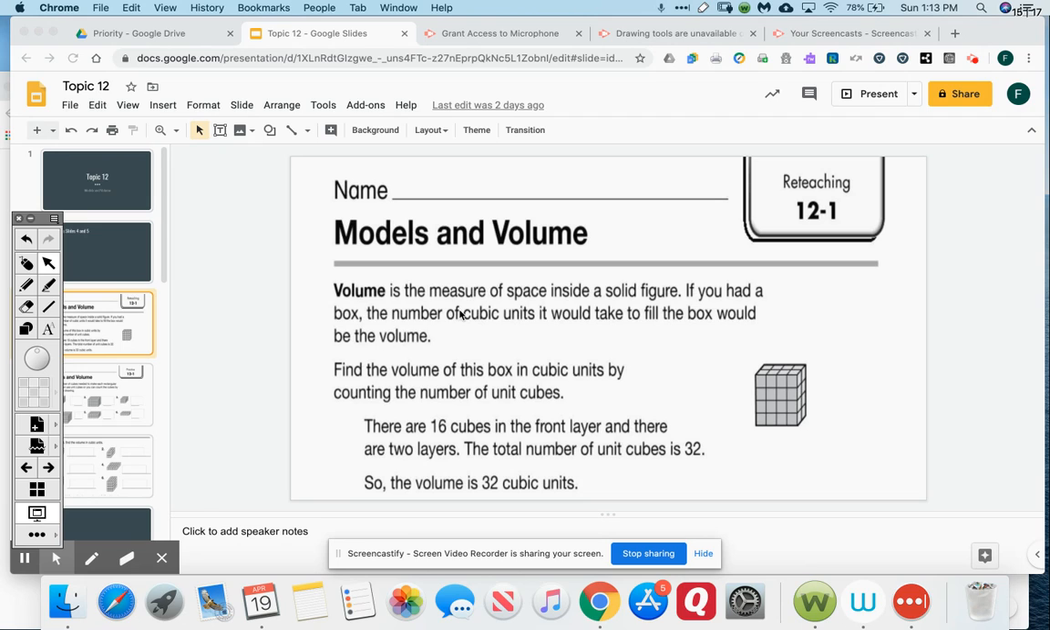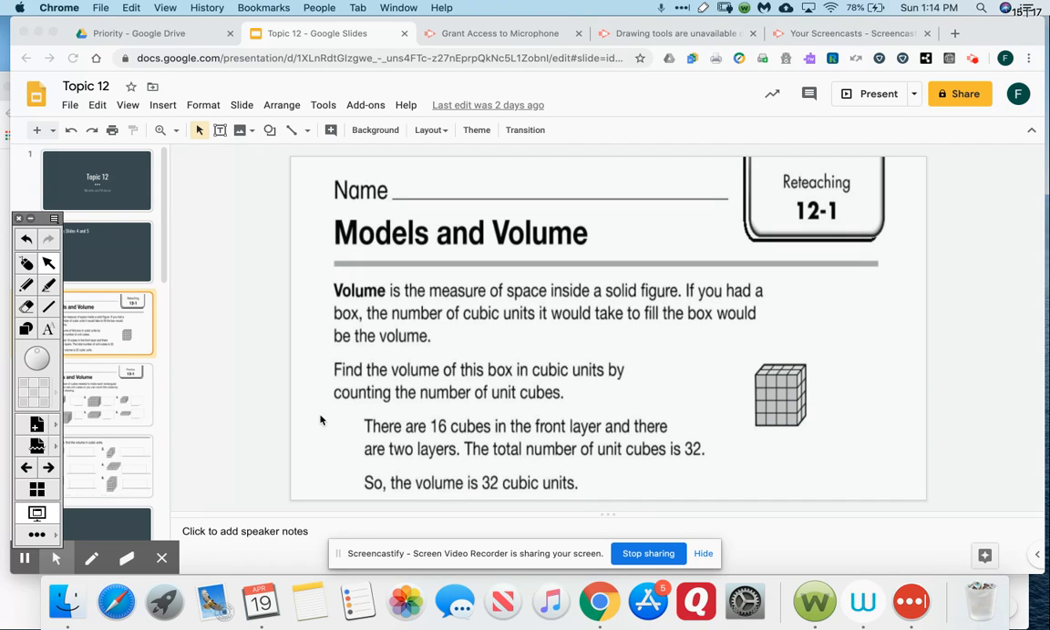And if you had a box, the number of cubic units it would take to fill the box would be the volume. So again, you're thinking about a 3D figure. How many cubic units does it take to fill up that figure? In this example, if you just counted the front section, you could count 1, 2, 3, 4, 8, 12, 16. That's the front layer. And then we know that there's another layer behind that. If we added those two together, we would get 32. So the volume of this figure is 32 cubic units.